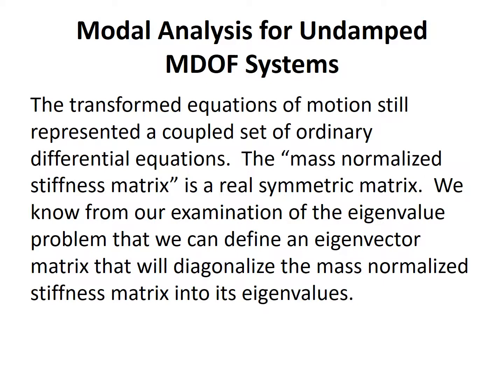The transformation to a mass normalized system will allow us to understand how we can apply the properties of the eigenvalues and eigenvectors to the solution to the multi-degree of freedom vibration problem. The mass normalized stiffness matrix is itself a real symmetric matrix. For this reason, we know that there are a set of eigenvectors u that will diagonalize the matrix into a matrix of eigenvalues.